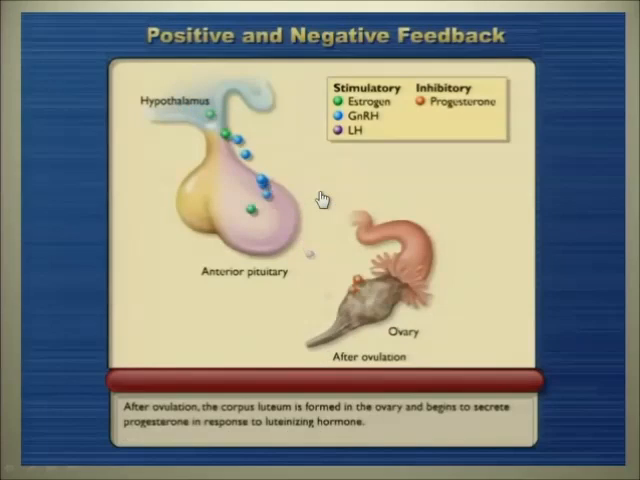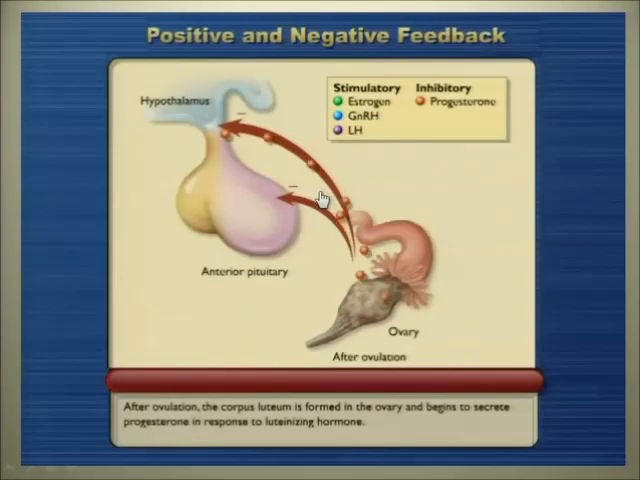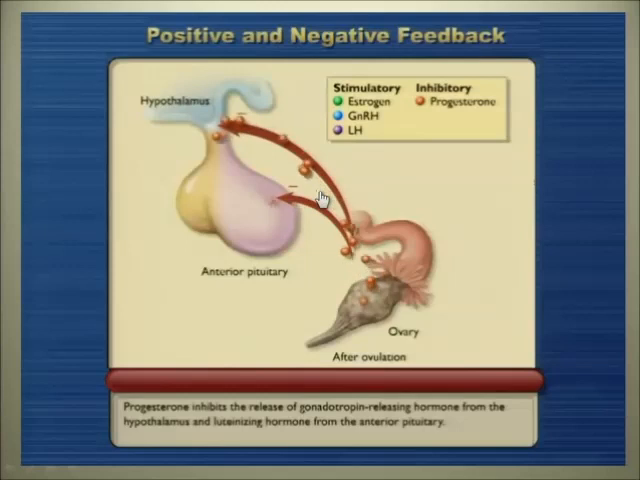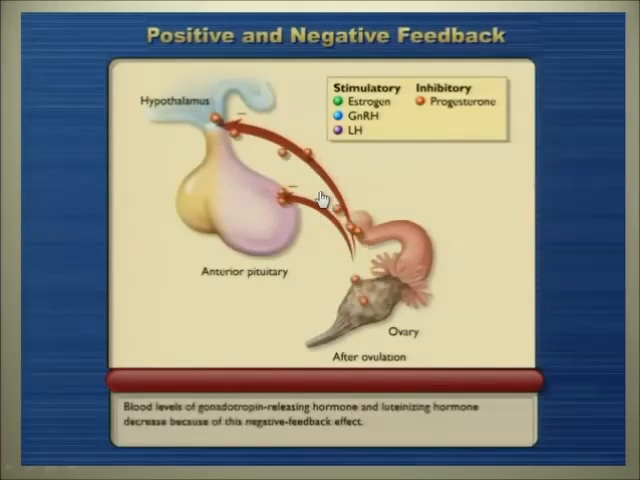After ovulation, the corpus luteum is formed in the ovary and begins to secrete progesterone in response to luteinizing hormone. Progesterone inhibits the release of gonadotropin-releasing hormone from the hypothalamus and luteinizing hormone from the anterior pituitary. Blood levels of gonadotropin-releasing hormone and luteinizing hormone decrease because of this negative feedback effect.